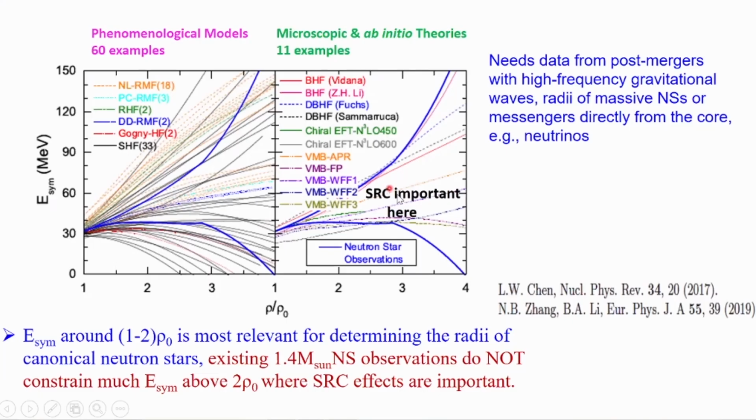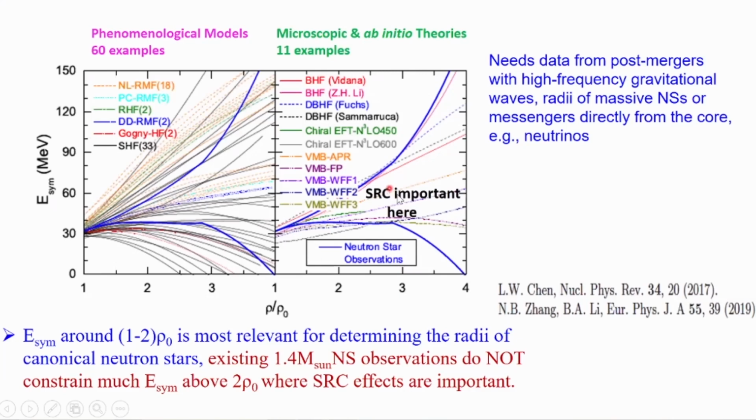But if you look at the density dependence of symmetry energy from neutron star analysis, this blue line here is the upper limit of symmetry energy from analyzing neutron star observables. This one is the lower limit. If you compare the extracted density-dependent symmetry energy with the predictions of phenomenological models, you see that many of these models can be ruled out.